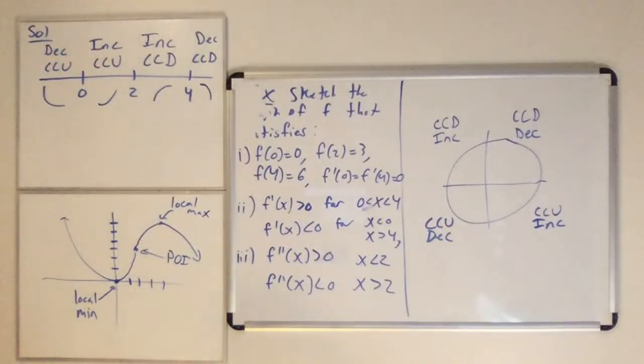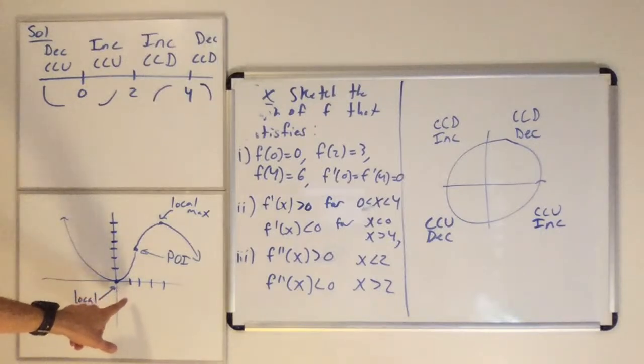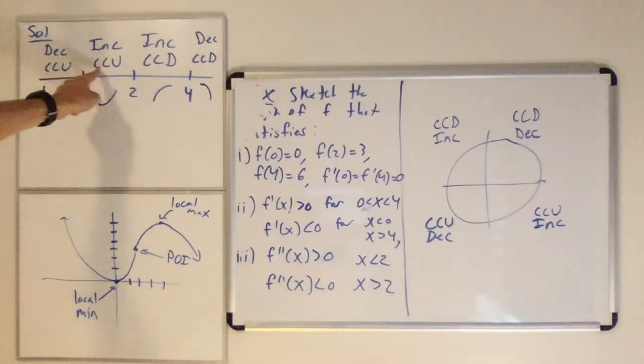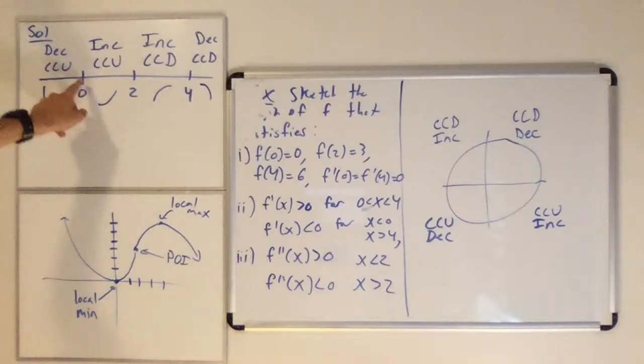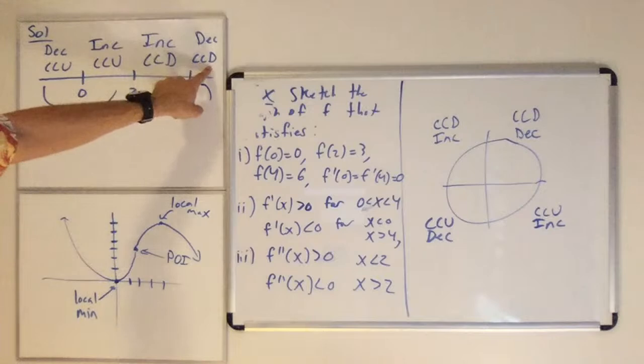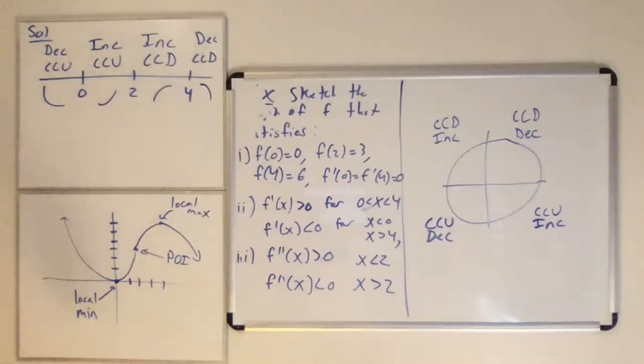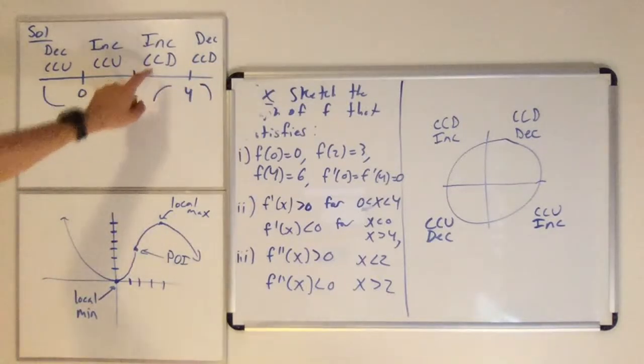Are the local mins and local maxes also points of inflection? No, they're not, because at these local mins and maxes, our concavity doesn't change. We're going from concave up to concave up, or concave down to concave down. So they're not points of inflection. It's only when our concavity changes.